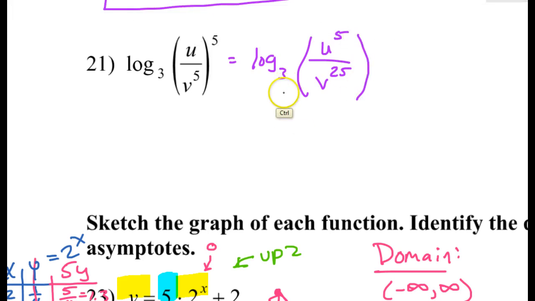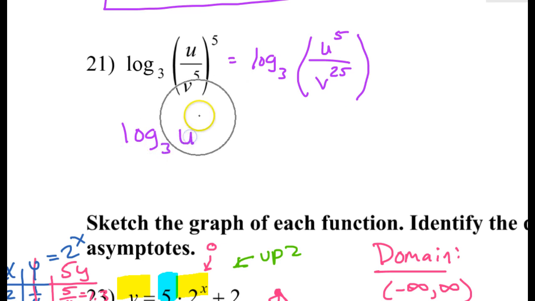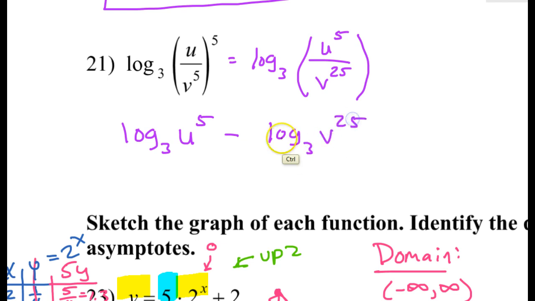Okay, so it's time to use the quotient rule. So this will expand as the difference of 2 logs. So this would be the log base 3 of u to the 5th power minus the log base 3 of v to the 25th power.